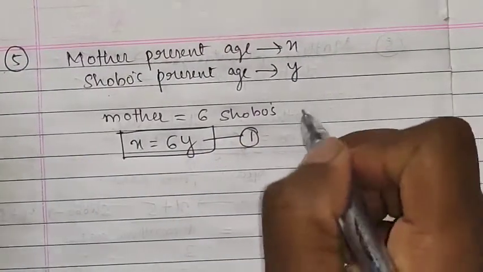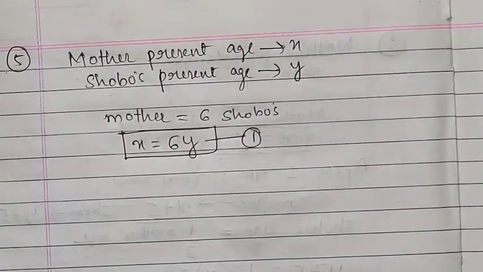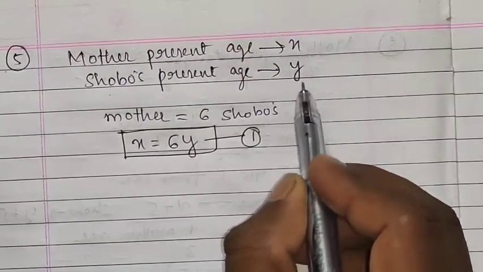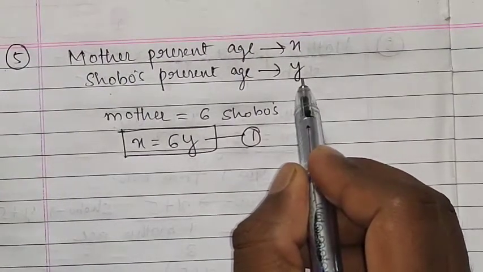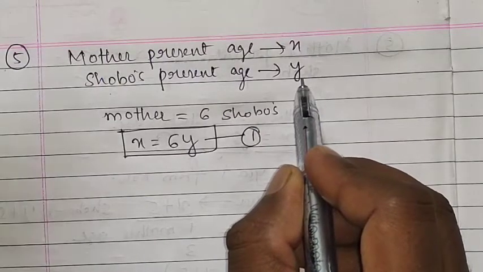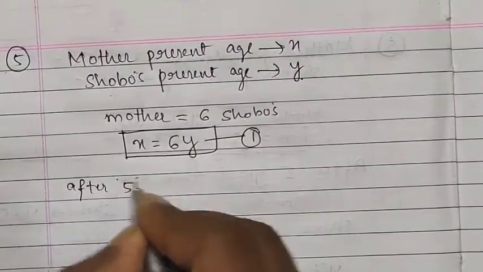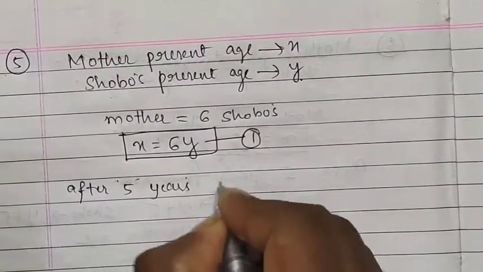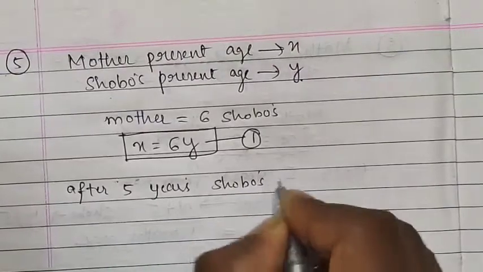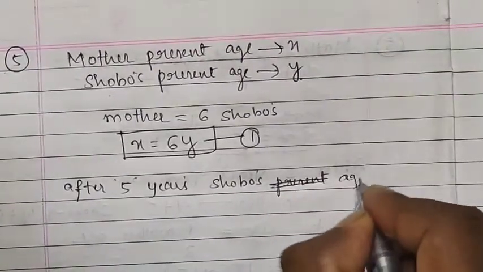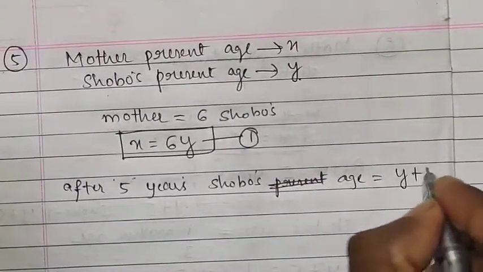Next, the second part of the question I'm going to read now. Shobo's age 5 years from now. Present age of Shobo is y. After 5 years, Shobo's age will become y plus 5. I will write: after 5 years, Shobo's age will be y plus 5.